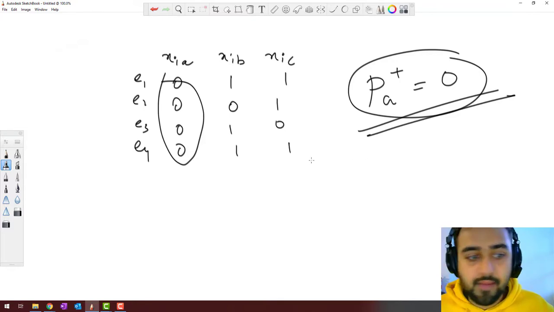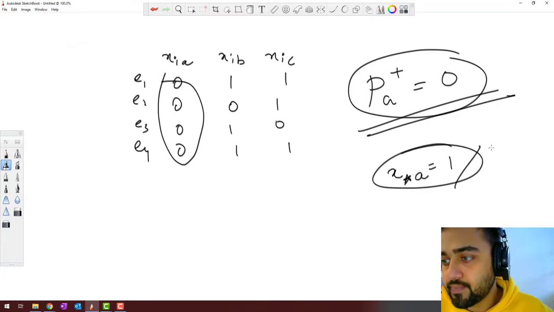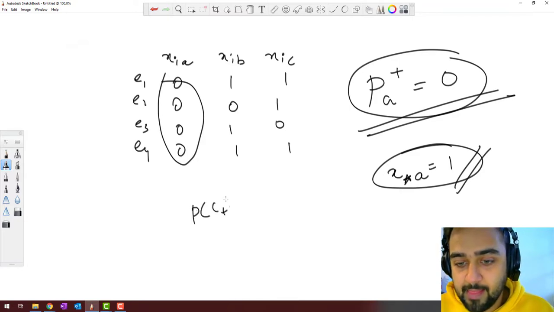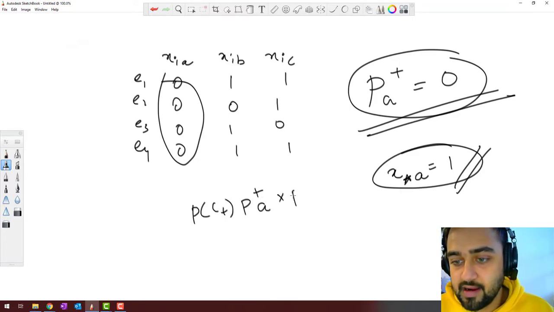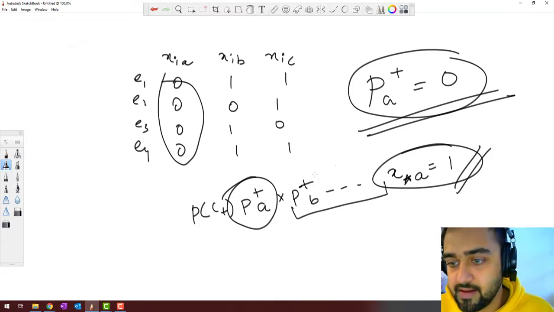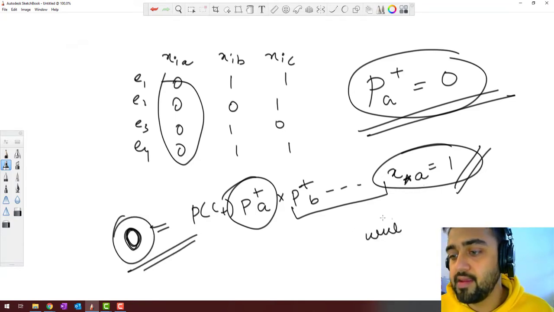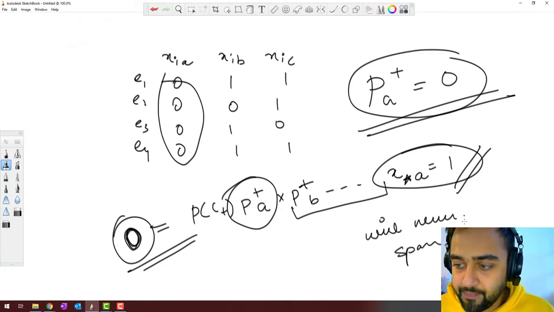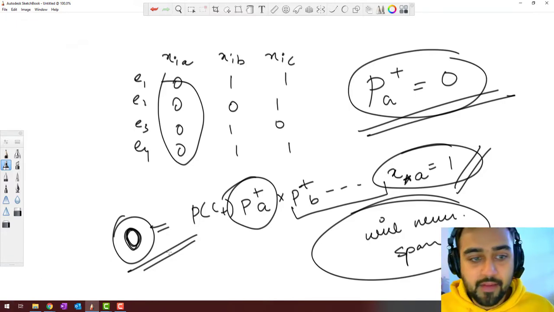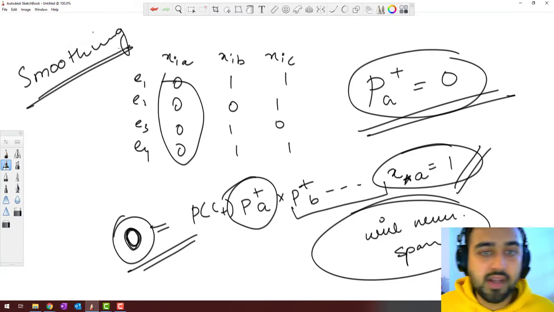And if we encounter an email which has X star A equal to 1, regardless of the values of other features, because we'd have to multiply, if this is present, we'd have to multiply it something like this, but P of A given positive is 0. So regardless of other features, B or C, this will always result in 0. Hence, an email containing A will never be classified as spam. So this poses a real problem during classification. For that, we introduce the concept of smoothing, multivariate Bernoulli smoothing.